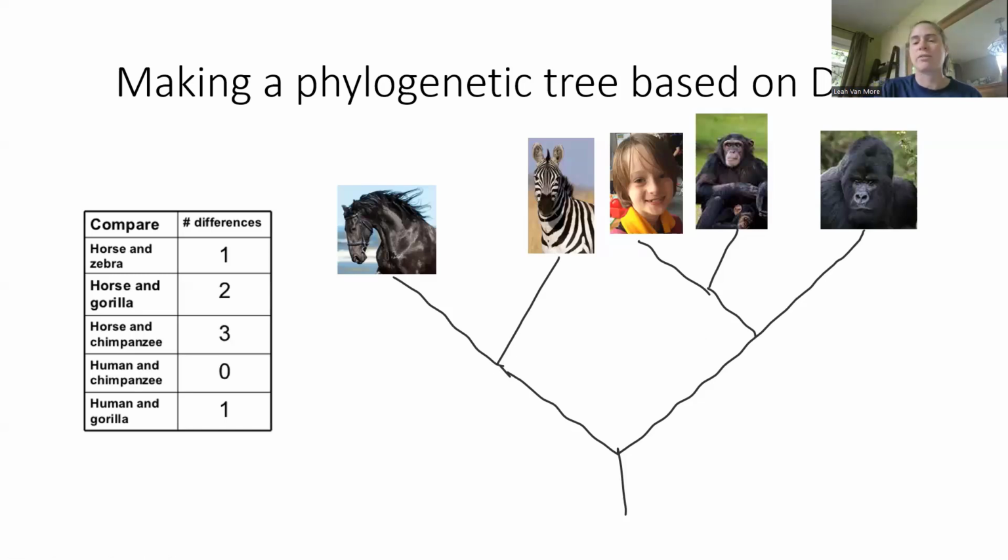I was drawing this, so it's not perfect, as the gorilla splitting off from the chimpanzee and human, because over here, human and gorilla are separated by one difference in that set of amino acids, as are the horse and zebra. So they're kind of related to the same degree. Whereas the human and chimpanzee are a lot more closely related, meaning they split off from each other more recently and share a more recent common ancestor than they do with the gorilla, or than the horse and the zebra share.